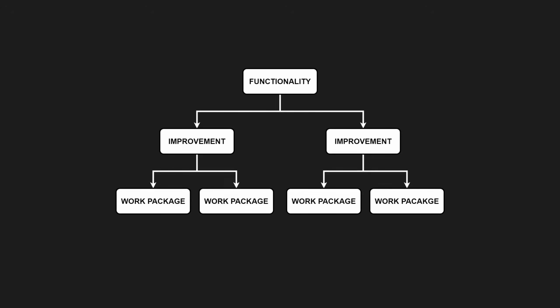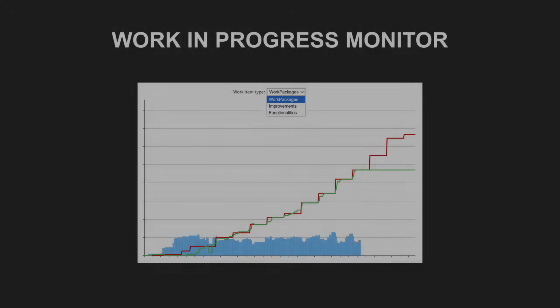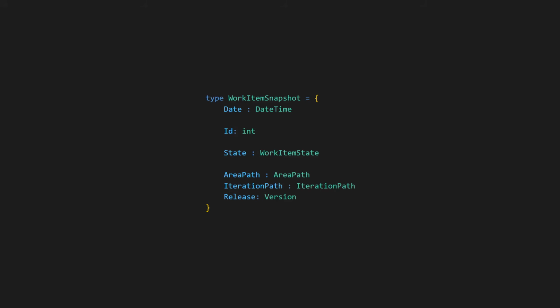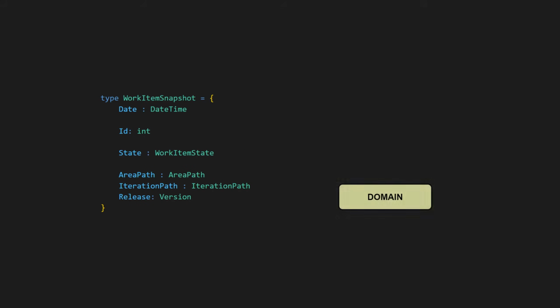Large projects often use hierarchies of different work item types, such as functionalities, improvements, and work packages, to structure bigger features and changes. So far, the Work in Progress Monitor only shows work packages. The new request is to also provide monitors for improvements and functionalities. At first, this sounds like a simple change. But because it touches the domain model, it creates ripple effects across several layers.